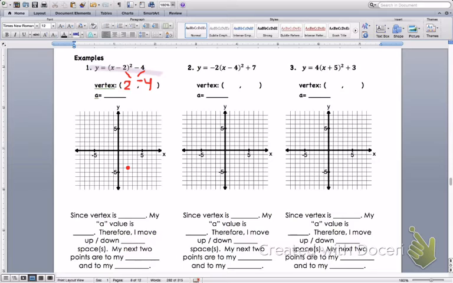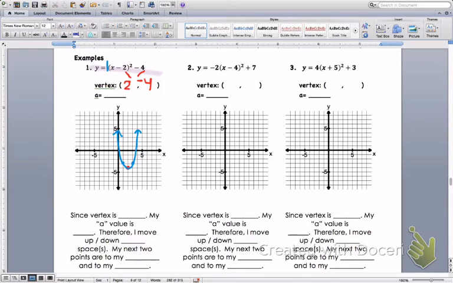Then I use my A value. My A value is up front, which is an invisible 1. And from my vertex, I'm going to count 1 unit up, to the left, and to the right. And these 3 points will be enough for me to graph my parabola. So just connect it as best you can. Give it that U shape. Otherwise, it's going to be incorrect.